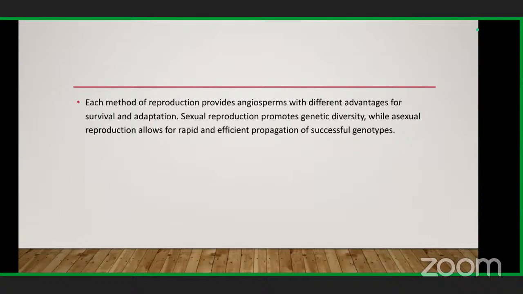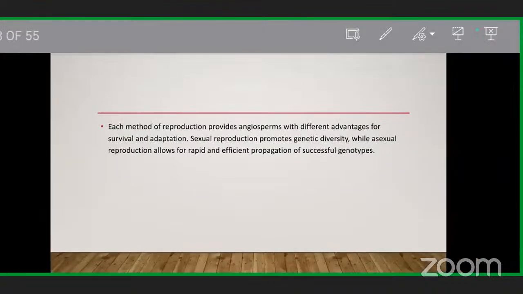Each method of reproduction provides angiosperms with different advantages for survival and adaptation. Sexual reproduction promotes genetic diversity, while asexual reproduction allows for rapid and efficient propagation of successful genotypes. So sexual reproduction will promote genetic diversity, and we'll get variety, while asexual reproduction will produce identical plants, and it is rapid in process.